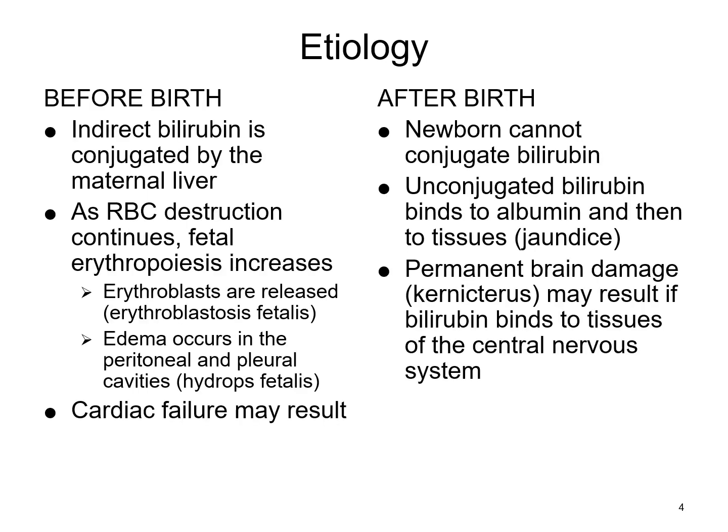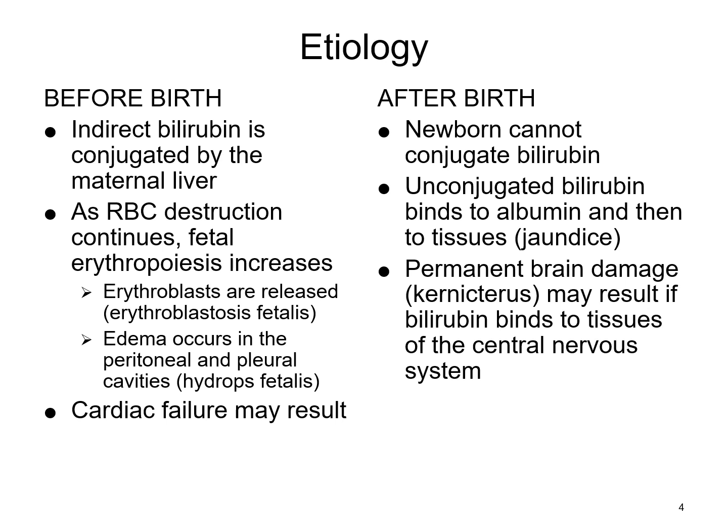So before birth, indirect bilirubin is actually conjugated by the maternal liver. Any of those waste products are going to go back and be processed by mom. As the red blood cell destruction continues, fetal erythropoiesis increases. So you have erythroblasts that are released, as well as edema that starts to happen in the peritoneal and pleural cavities, and that can cause issues within the fetus themselves. Cardiac failure can also result in that infant.